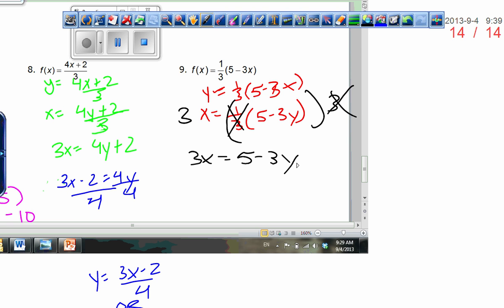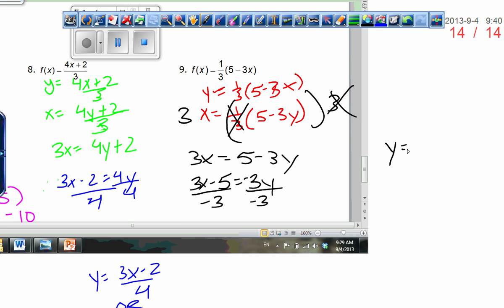Next thing I'm going to do is get my y by itself. I'm just trying to isolate that variable, trying to get y all alone. Move 5. I'm missing something. What am I missing right there? The negative 3y still, right? We can't forget that. Last thing, divide by negative 3.